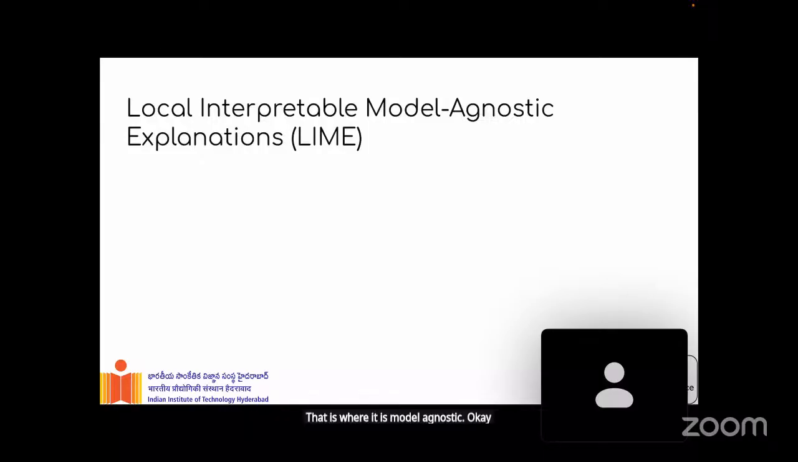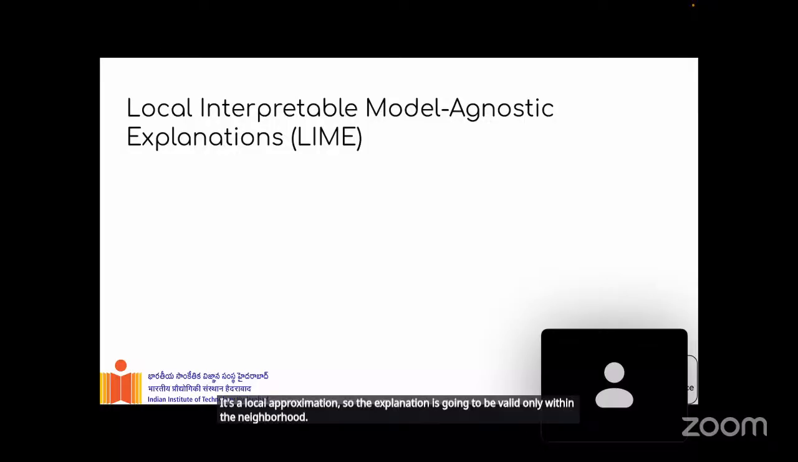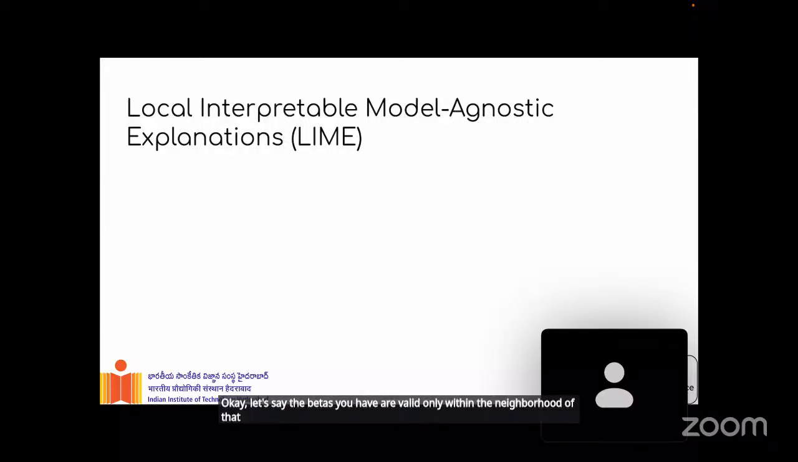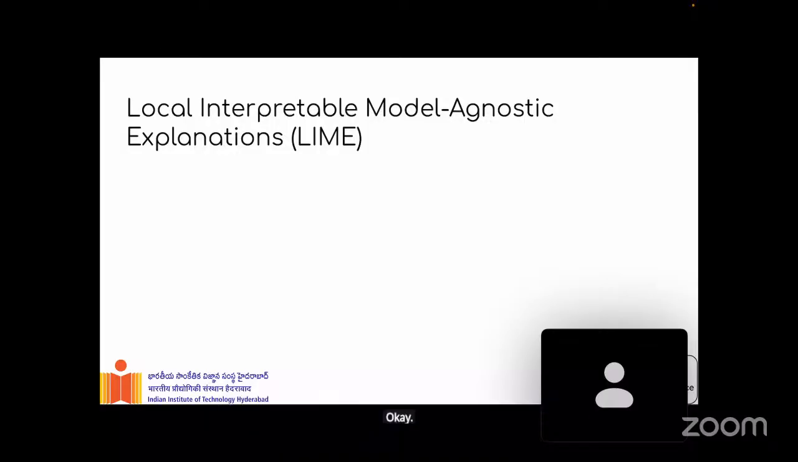Okay. Is the name clear? Why does it have a long name? It's a local approximation. So the explanation is going to be valid only within the neighborhood. Let's say the betas you have are valid only within the neighborhood of that example point, the test sample you have.